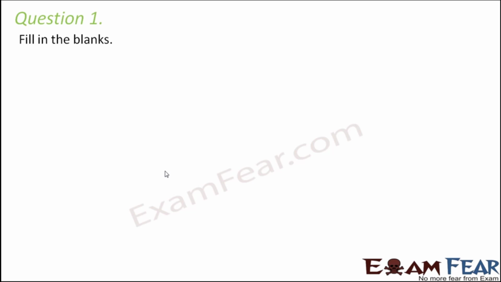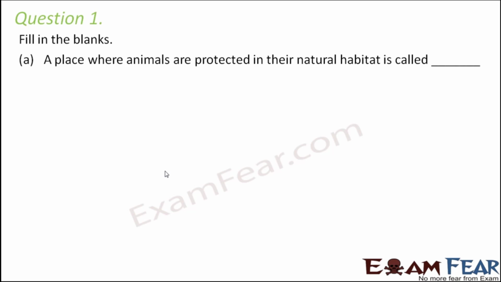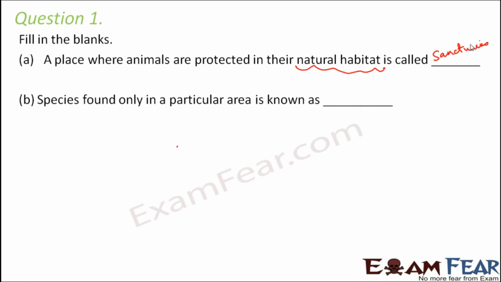Question number 1. Fill in the blanks. A place where animals are protected in their natural habitat. So whenever you protect an animal in their natural habitat, it is going to be a wildlife sanctuary. So these are sanctuaries. Species found only in a particular area, those species which are unique to a particular location, are called endemic species. For example, the flying squirrel and the giant squirrel of the Pachmarhi National Park.